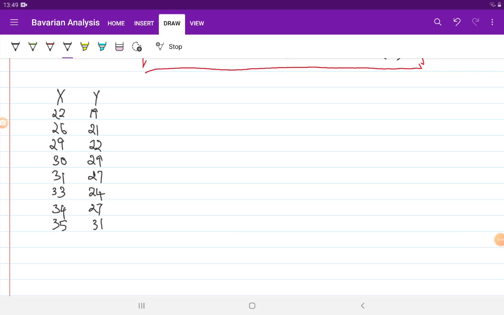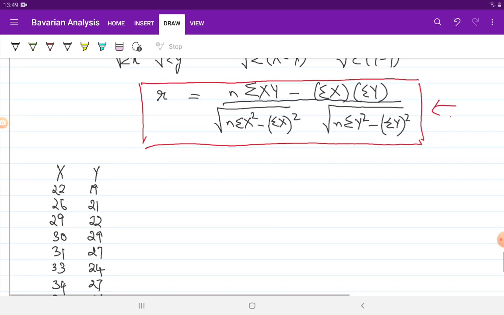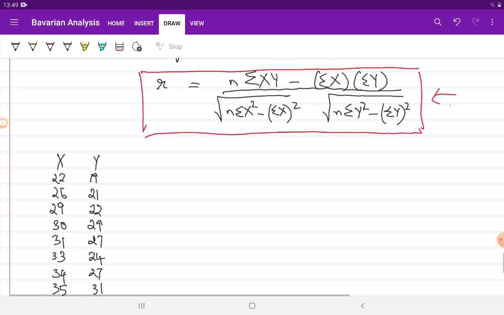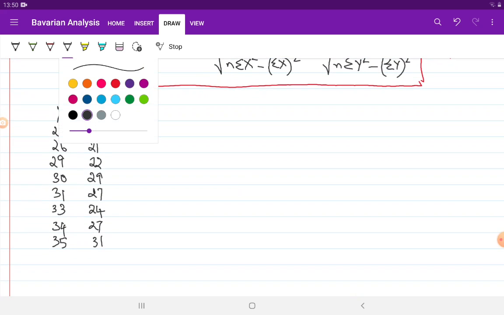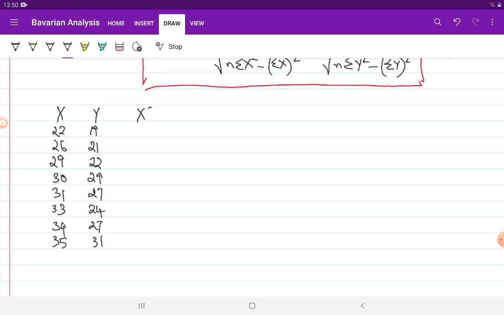Just to show you why the formula that we just discussed is more useful, remember this is the formula. So you have x, y. The additional columns that you will need to calculate are x square, y square, and x into y. So use your calculator and find x square and y square.